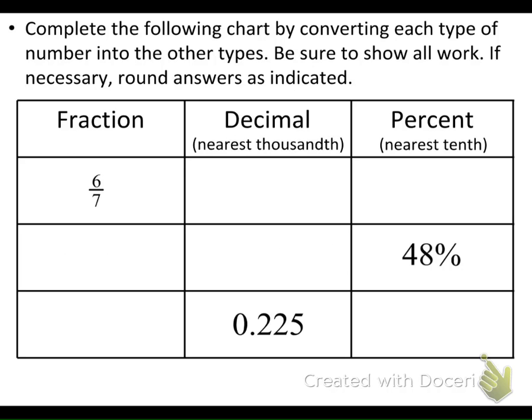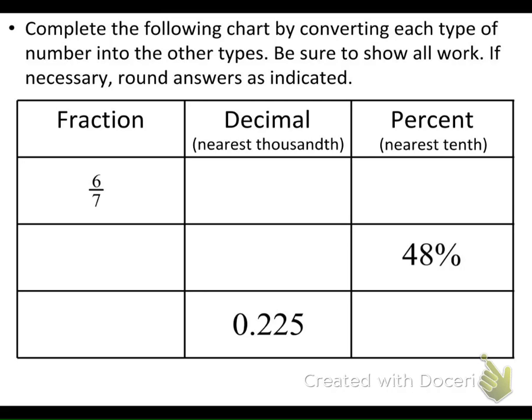So the back side, my directions say, complete the following chart by converting each type of number into the other types. Be sure to show all work if necessary. Round answers as indicated. So if we need to round the decimals, we're going to round it to the nearest thousandth. If we get a percent, we're going to round it to the nearest tenth. Okay? So in my first row here, I have a fraction. I need to change this fraction to a decimal. Then I need to change it to a percent.